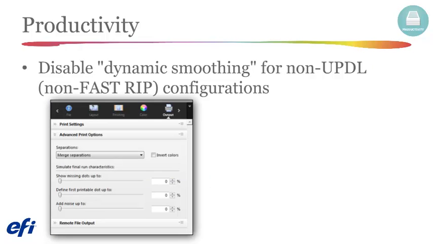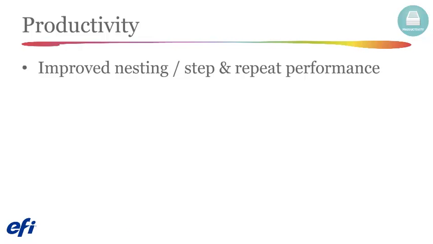Starting with FieryXF 6.3, because of productivity issues, we are limiting the use of the dynamic smoothing option to ProServers running with FastRip enabled. You will also find that the performance of your FieryXF and Fiery ProServer system is improved when using the nesting or the step and repeat options.